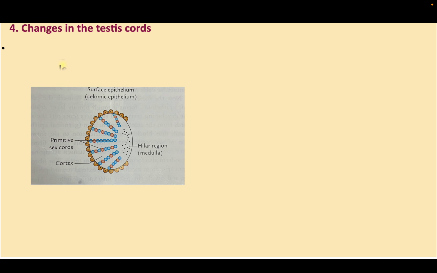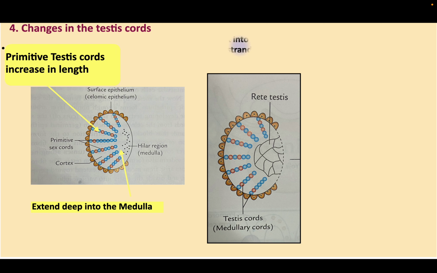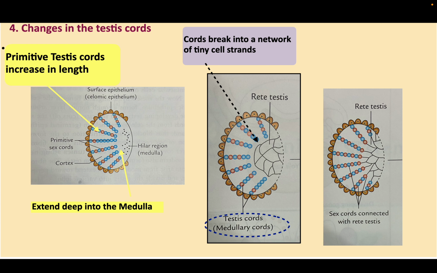The next step in the development of the testes is the changes happening in the testis cords. Initially the primitive testis cords increase in length. They extend deep into the medulla. You can see in the diagram. Then the cords break into a network of tiny cell strands, and anastomosis happens with each other, so that network forms the rete testis. So rete testis is formed.